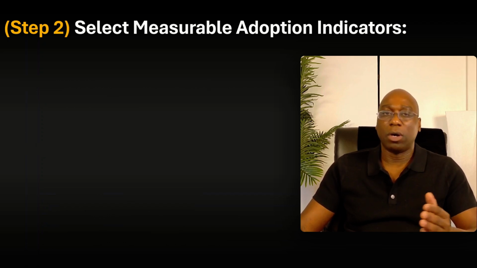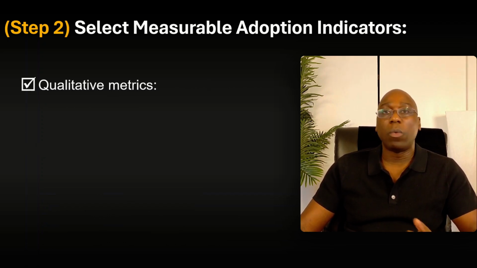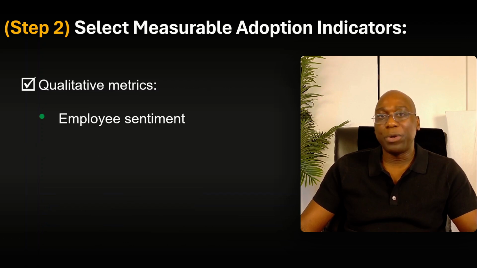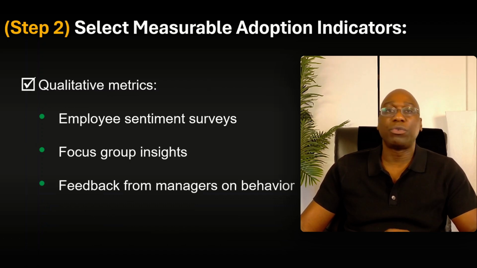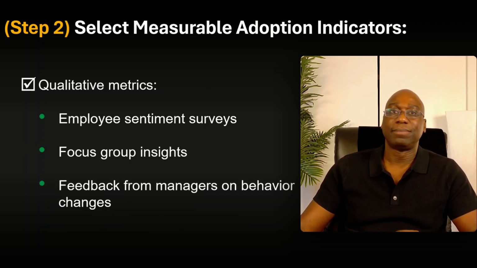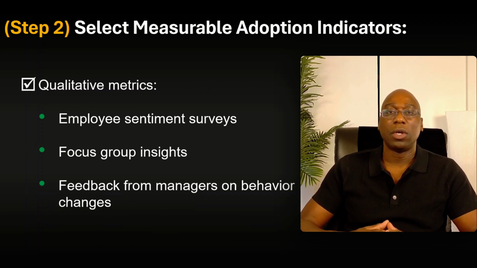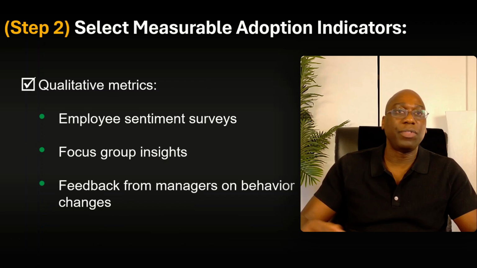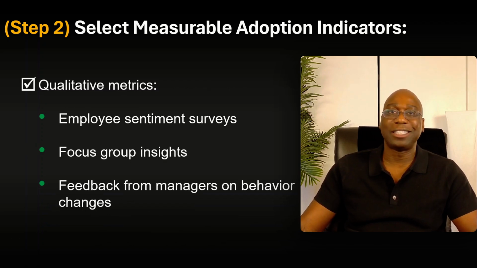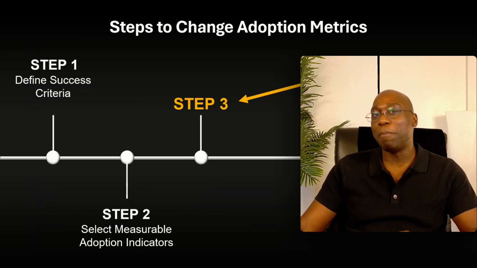For OCM, Organizational Change Management qualitative metrics, you will want to include employee sentiment surveys. You want to include focus group insights. You want to include feedback from managers on how they are seeing their employees adopting the new ways of doing things. And that brings us to step number 3.